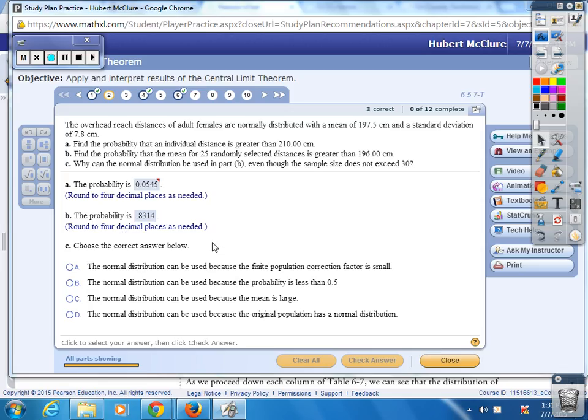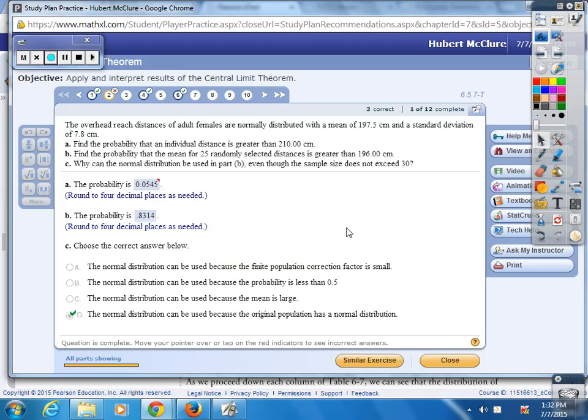Choose the correct answer below. The normal distribution can be used because the original population has a normal distribution. I would say that's it. No need to get discouraged and leave. You're going to fail. Okay. Have a good day. And that's how you do it. Piece of cake.